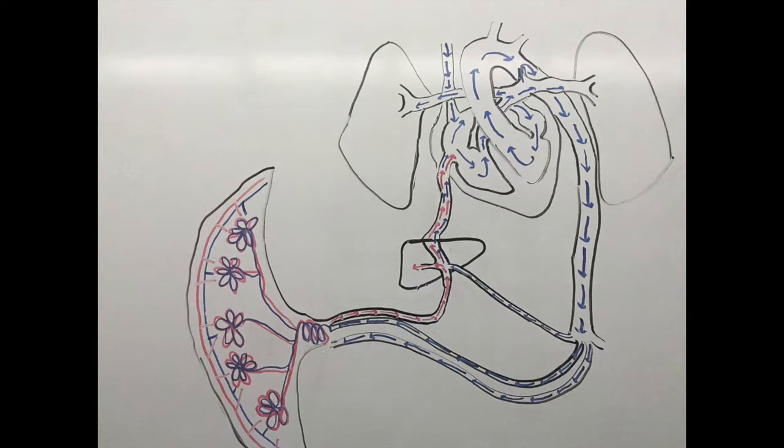Since oxygenated blood is mixed with deoxygenated blood as it enters the right atrium, blood entering systemic circulation in the fetus is never as oxygenated as adult blood would be at this point.